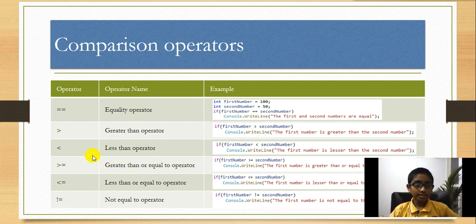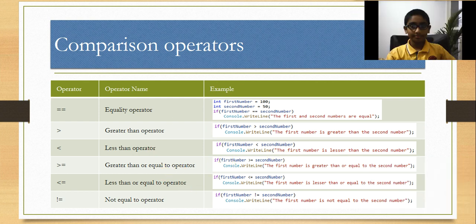Okay, now let's talk about the lesser than operator. We use the lesser than operator to check if the left-hand side variable is lesser than the right-hand side variable. Let's understand this also with an example. Here I'm declaring an if statement to check if the first number is lesser than the second number. And I'm saying if first number lesser than operator second number, then Console.WriteLine, the first number is lesser than the second number.